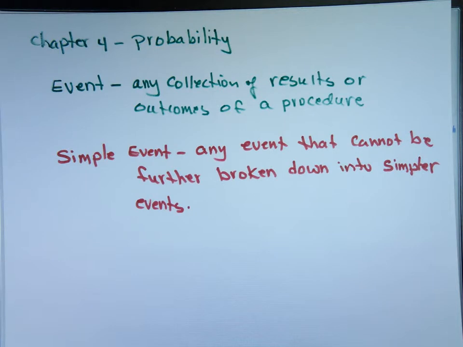An example of a simple event: someone is given birth. Boy or girl. Can't simplify that anymore. That's a simple event. Something maybe not so simple, like passing a test. Well, define what passing is. 70 or more. That means that event can be broken down: someone scoring between 70 and 80, between 80 and 90, 90 to 100. So a simple event is an event you cannot simplify anymore.